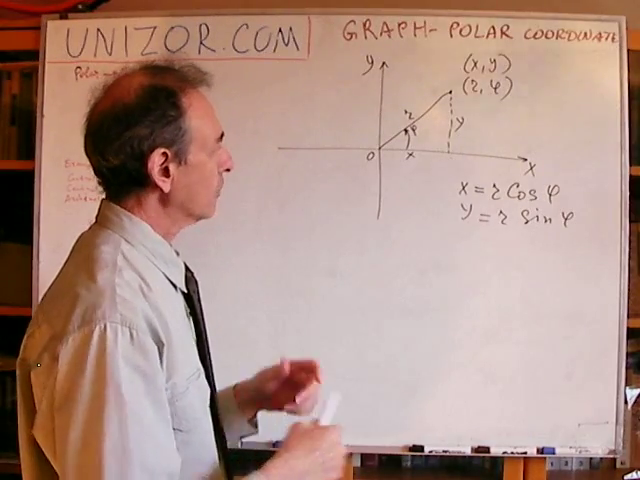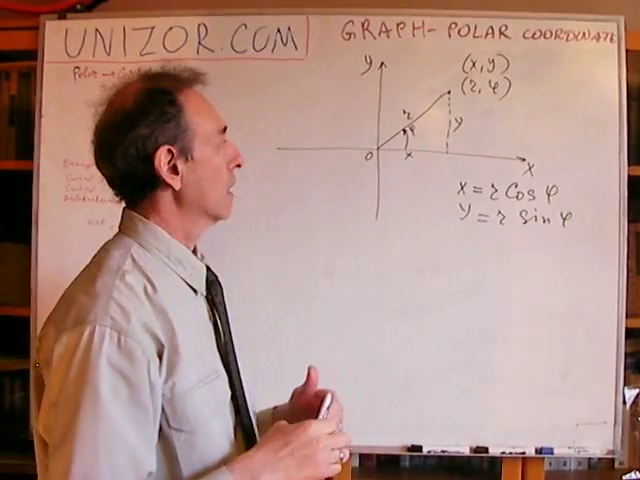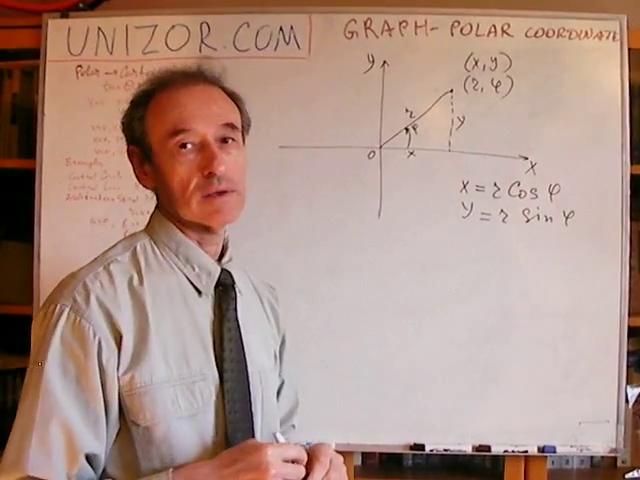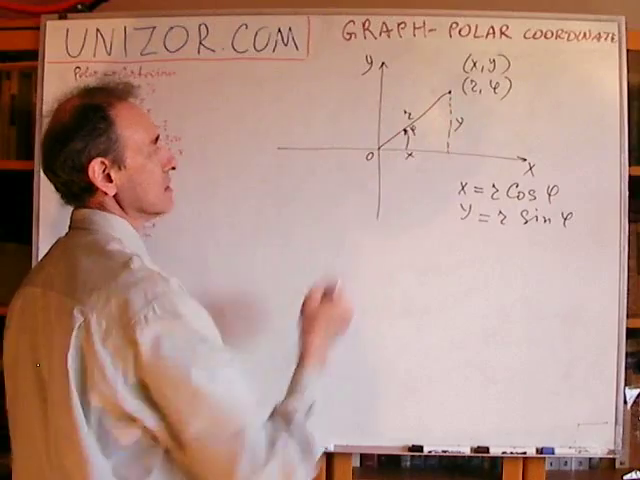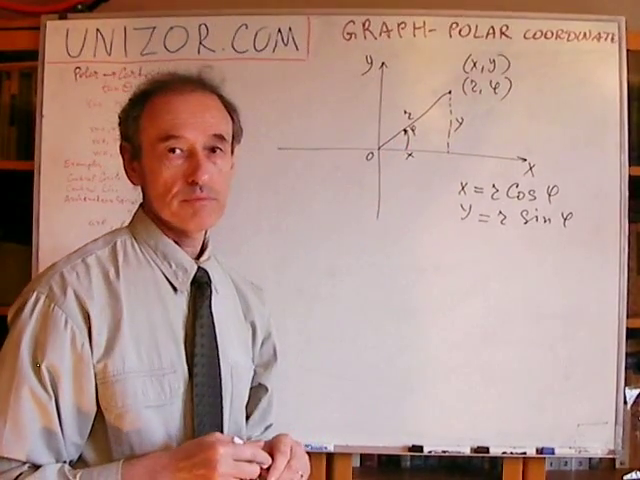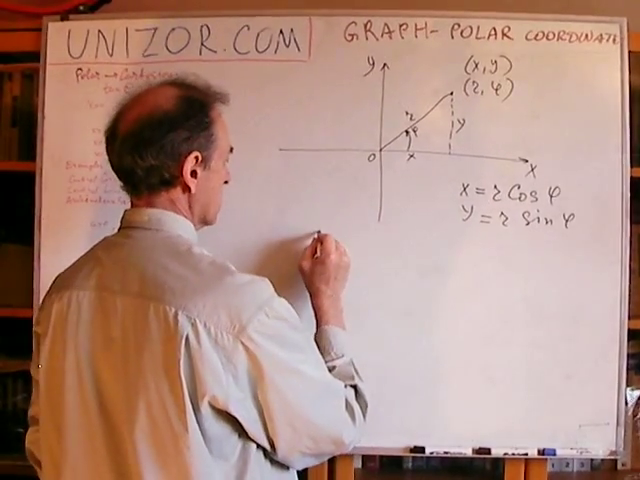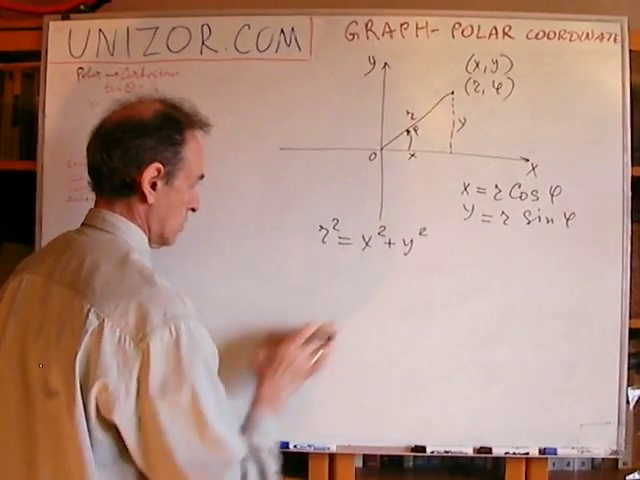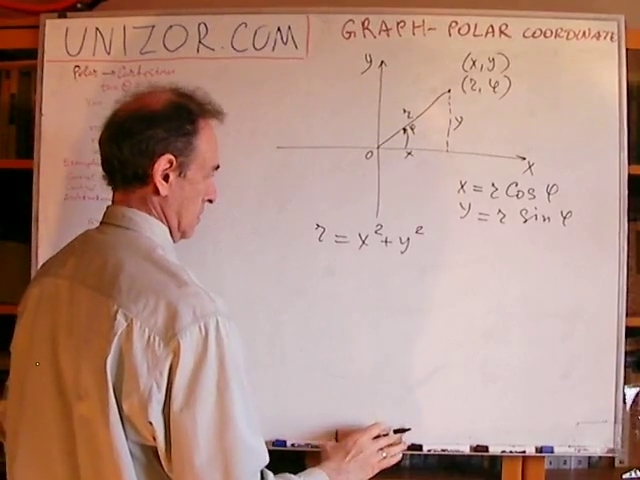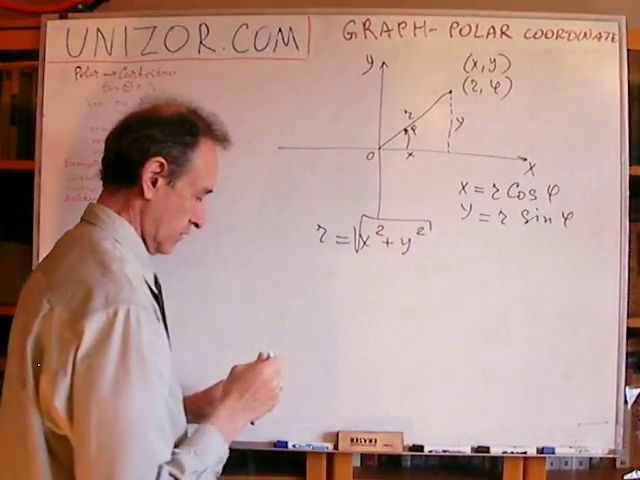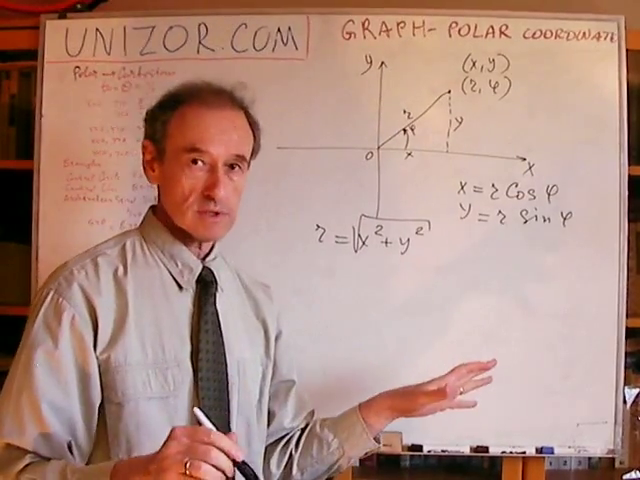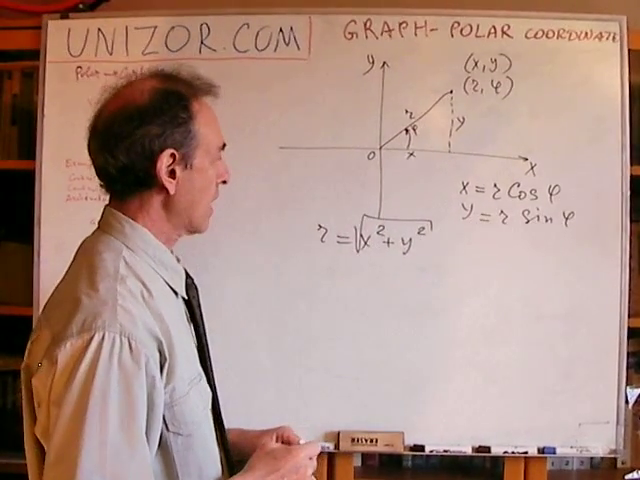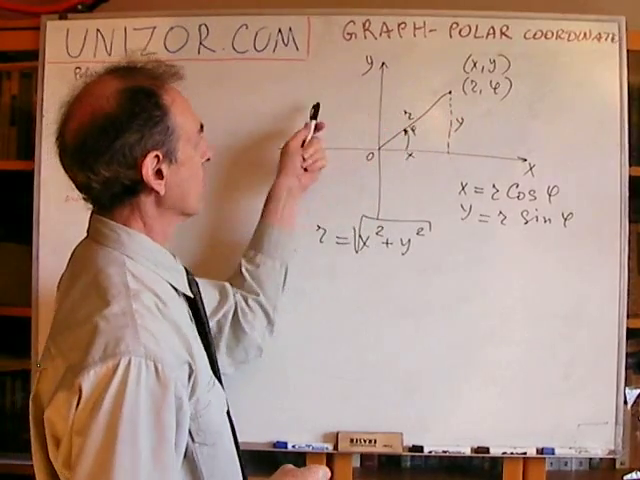Now, how to do it in reverse? How to find out what my r and phi are if we know x and y? Well, r is easy, because this is the Pythagorean theorem, right? So, since r squared is equal to x squared plus y squared, r is equal to the square root of this. Arithmetic square root, positive value, x squared and y squared are also positive, so it's always correctly defined, regardless whether the point is here or here or here or here.